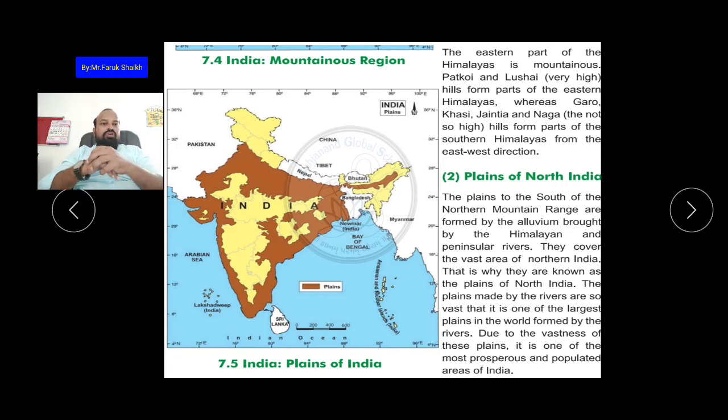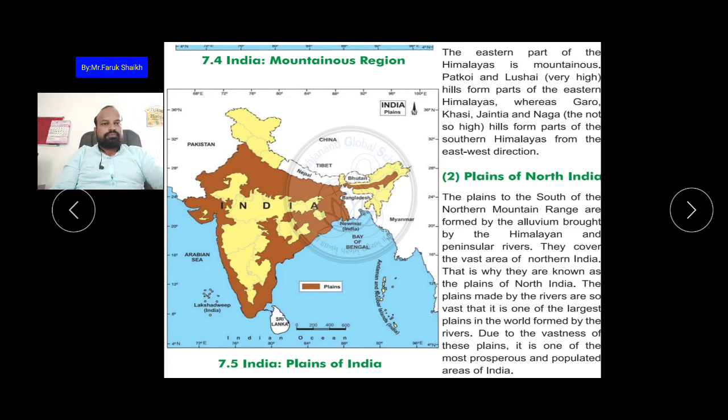They bring this fertile soil, and that is why they have created the plains. As I told you, they are called the Great Plains. They cover a vast area of northern India, which is why they are known as the Plains of North India. This North India is completely covered by these plains.